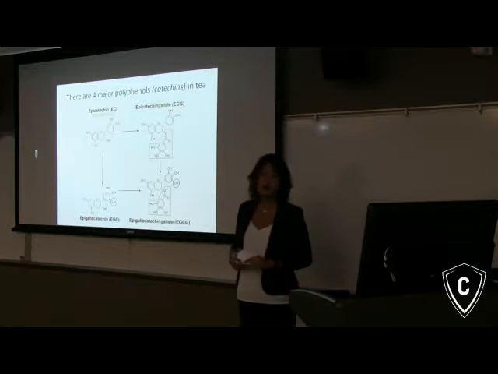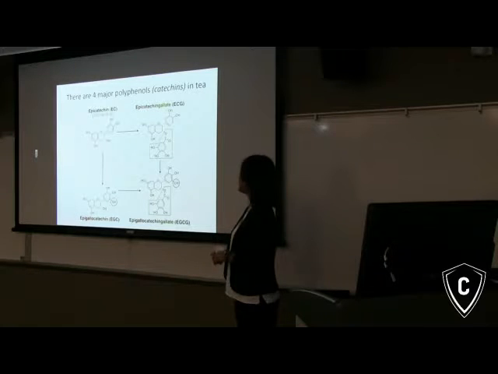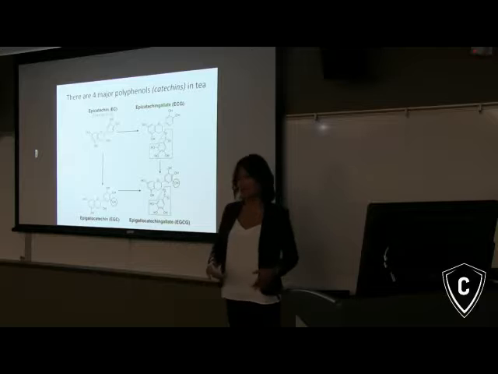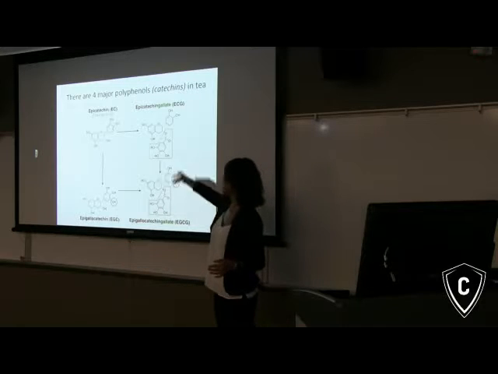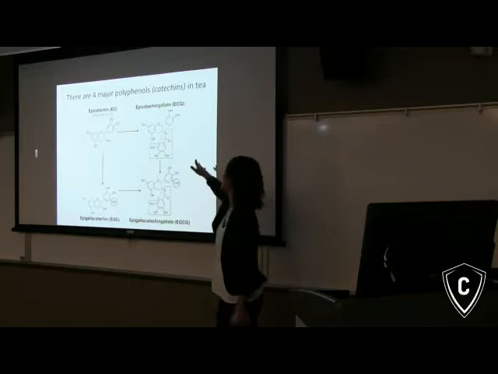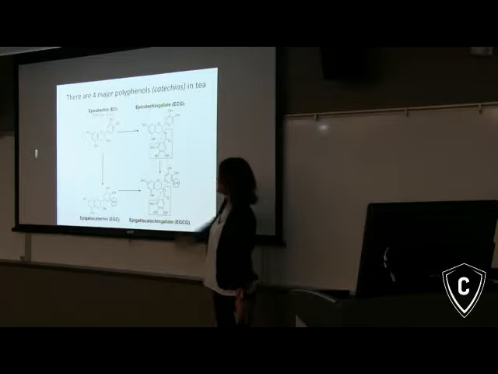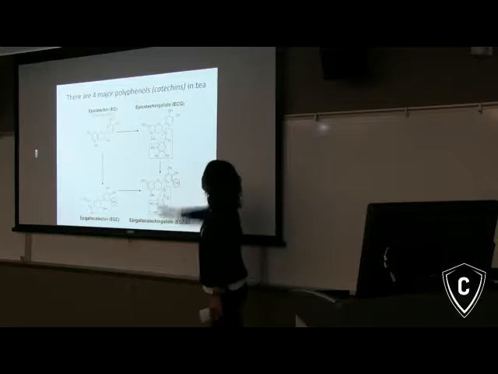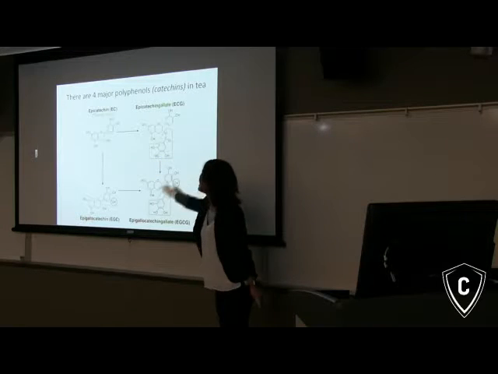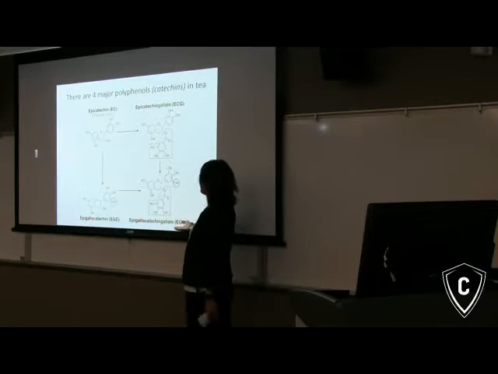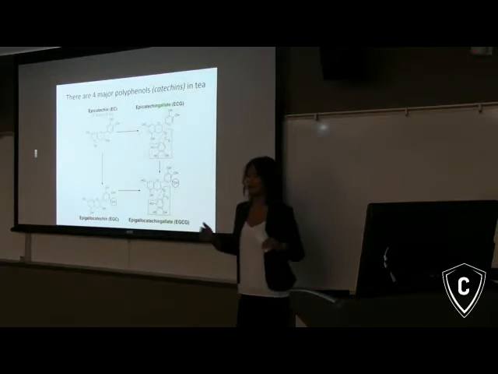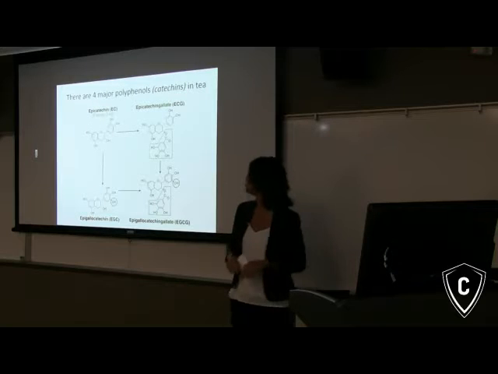There are 4 major polyphenols, also known as catechins, in tea. The epicatechin we just saw is the simplest form of catechin found in tea. When epicatechin has an additional gallic acid, it becomes epicatechin gallate. When epicatechin has an additional hydroxyl group, it becomes epigallocatechin. And when epicatechin has an additional gallic acid and hydroxyl group, it becomes epigallocatechin gallate. EGCG is the most abundant catechin found in tea.